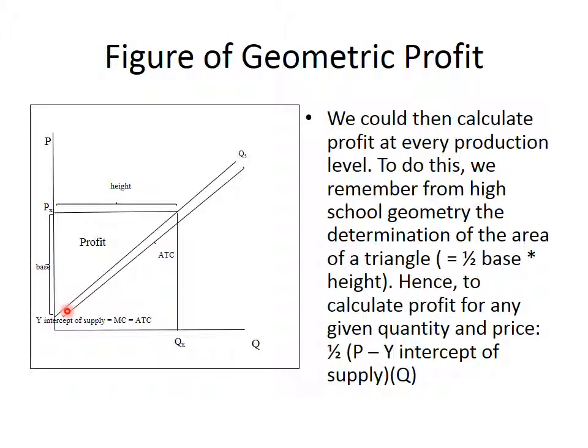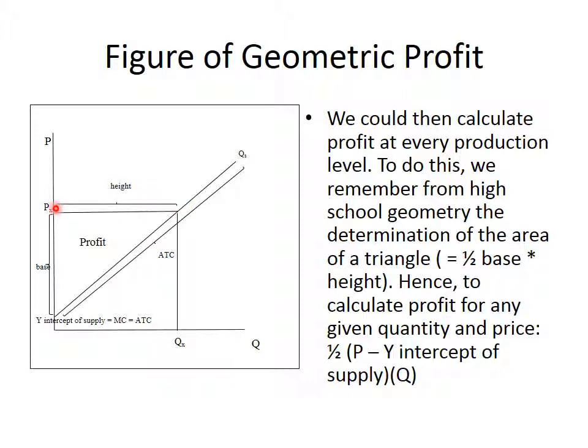Again, this is the picture we just looked at. Let's remember our high school geometry. What we're interested in here, this entire square, price times quantity, this entire rectangular area, is our revenue. This area here is our cost. This area here is our profit. So what we're interested in for profit is this triangular space.